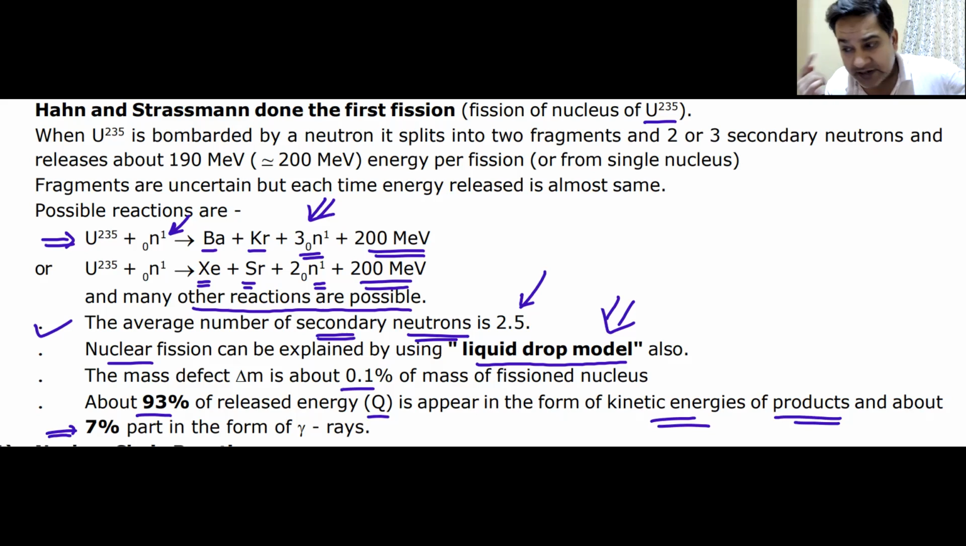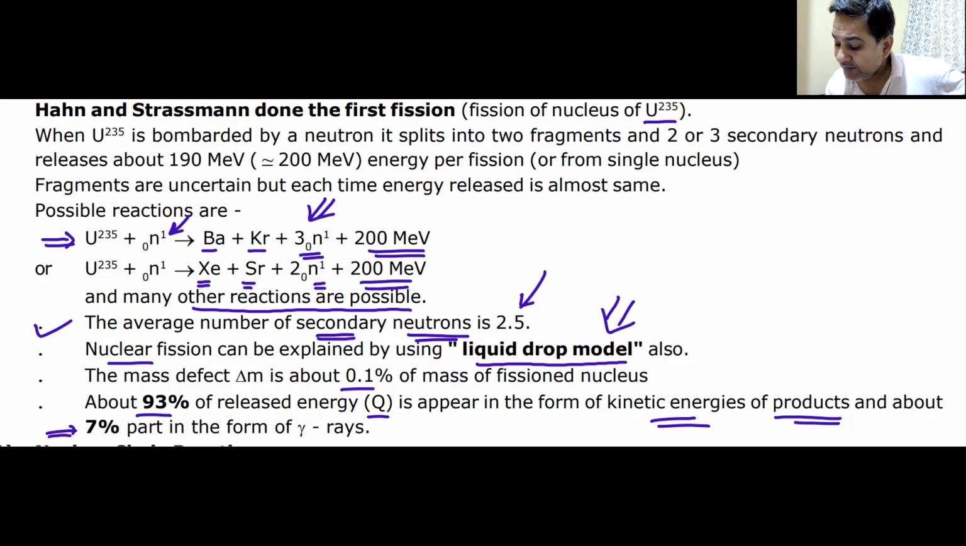Option 1, kinetic energy of product. Option 2, the energy of gamma rays. Option 3, both are equal. Option 4, it depends on the circumstance. So the right option is that the most energy will go in the form of kinetic energy of product. Do we understand this? This is how questions are made, and this is how you answer those questions based on what you know. Do we understand this? Yes, sir.